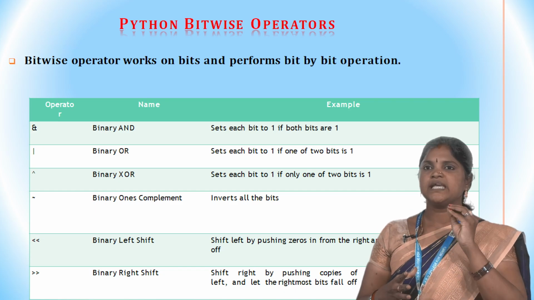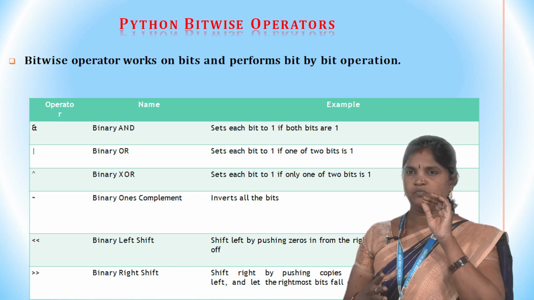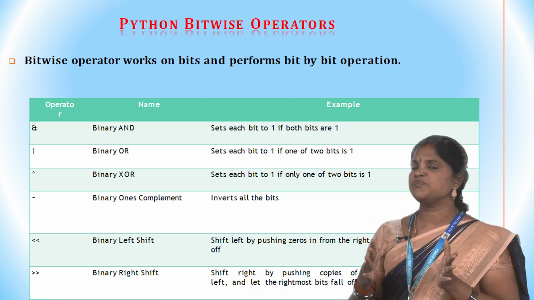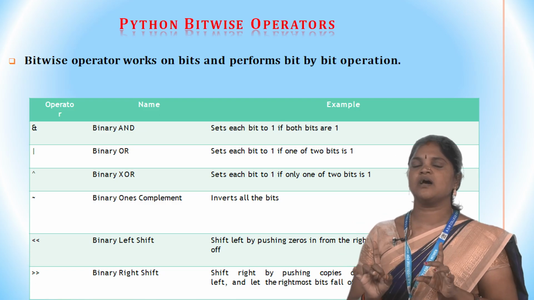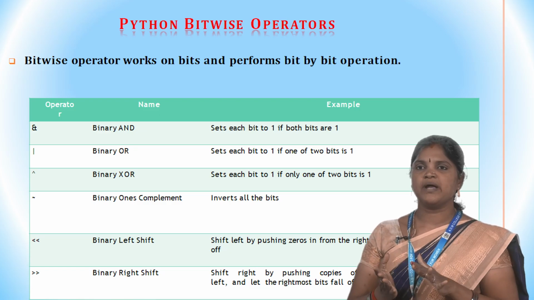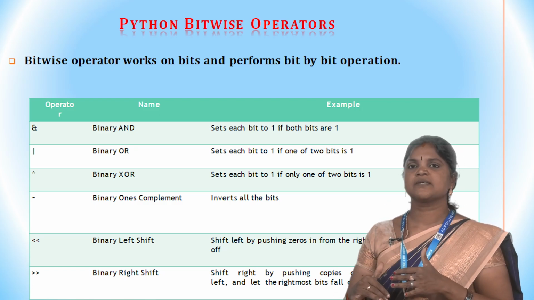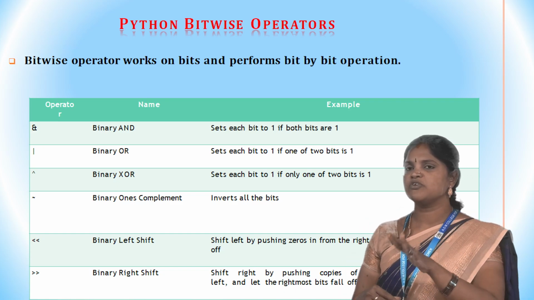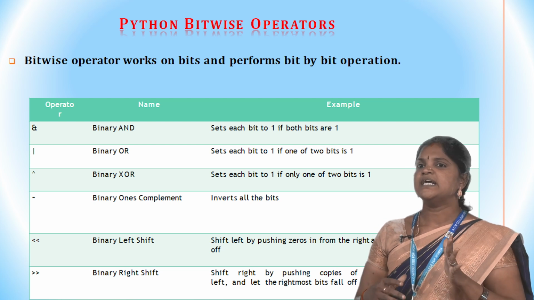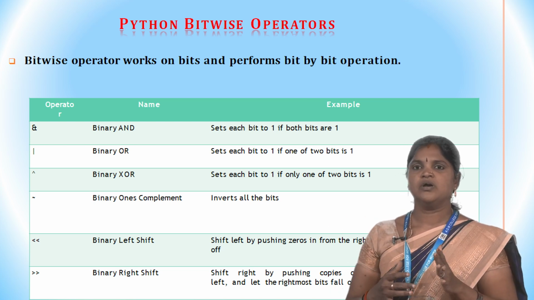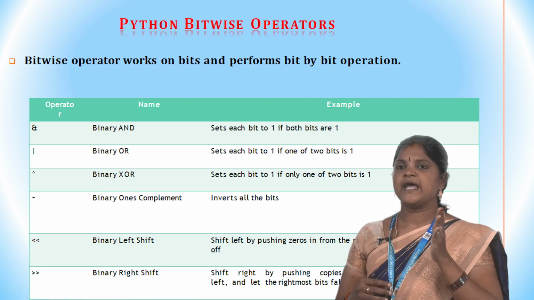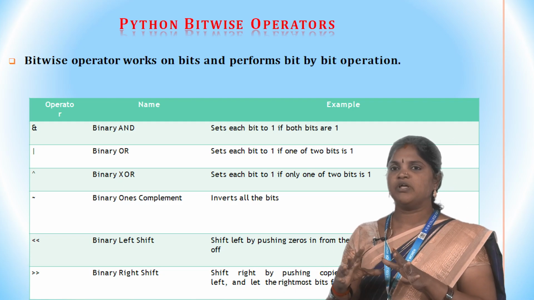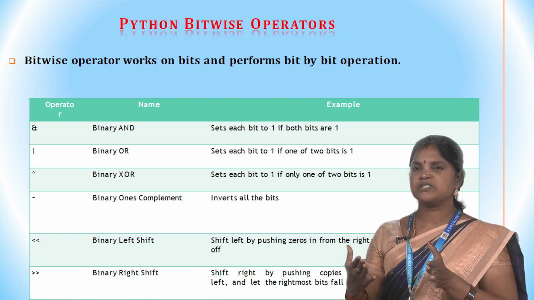Binary OR, sets each bit to 1 if one of two bits is 1. Binary XOR, sets each bit to 1 if only one of the two bits is 1. Binary ones complement, which inverts all the bits. Binary left shift, shift left by pushing zeros in from the right and let the leftmost bits fall off. Binary right shift, shift right by pushing copies of the leftmost bit in from the left, and let the rightmost bits fall off.